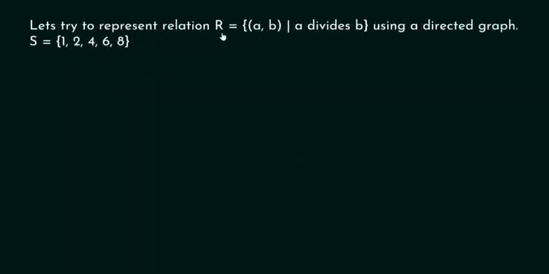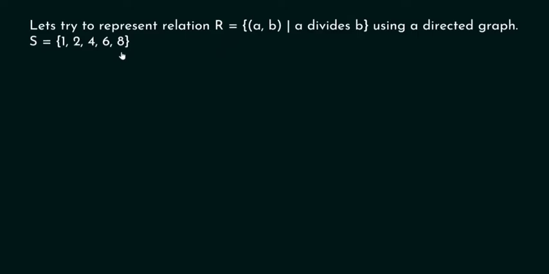Let's try to represent relation R, which consists of all ordered pairs (A, B) such that A divides B, using a directed graph. This is what we want right now. We want to represent this relation R using a directed graph. This relation is defined on set S, which consists of 5 elements: 1, 2, 4, 6, 8. Let's try to draw the directed graph for this relation.